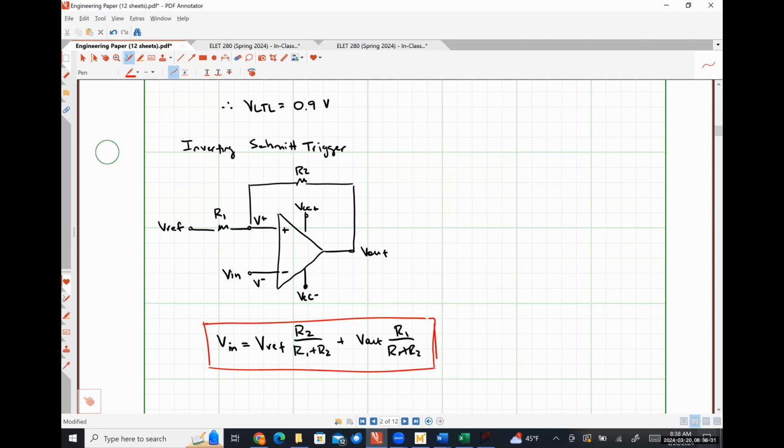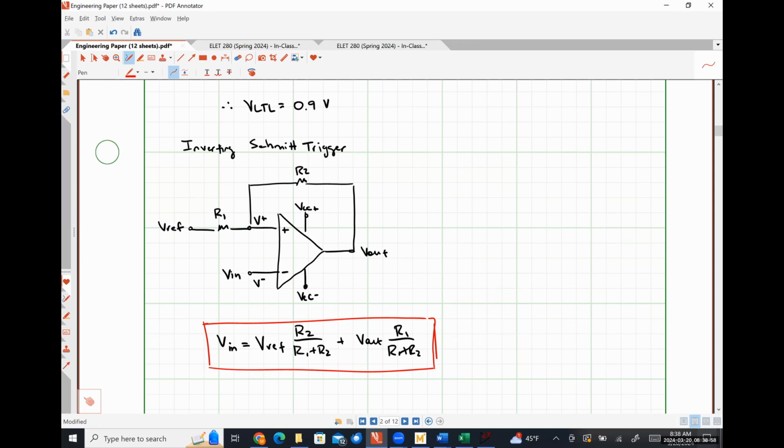Our definition for our upper and lower trigger limits remains exactly the same. The upper trigger limit is the input voltage that's causing the output to transition from a low state to a high state. The lower trigger limit is the input voltage that's causing the output to change from a high state to a low state. This equation means we don't even have to use a numerical solver or do any algebra to rearrange anything, right?